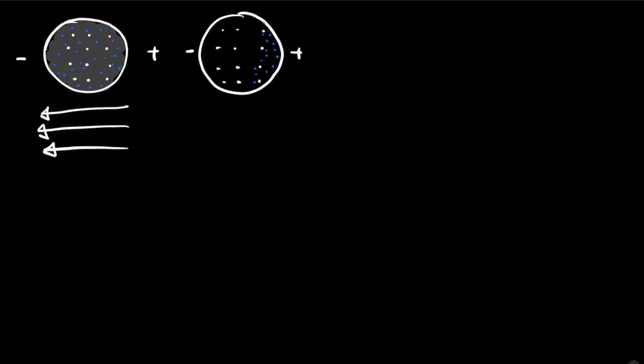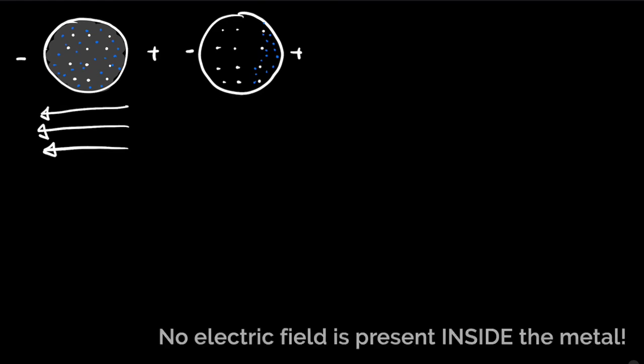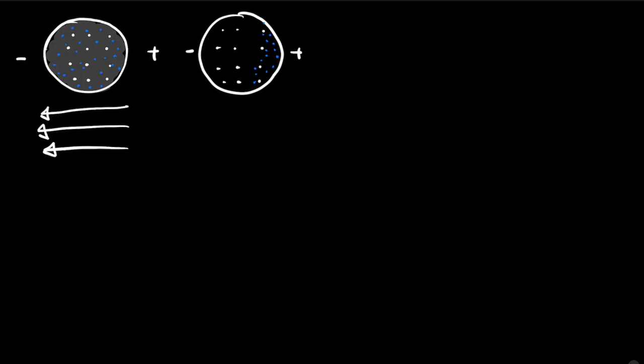So what's the consequence of that? The consequence is that inside this sphere there is in fact no electric field. The electric field completely cancels itself out. The reason that's the case is because these electrons move in such a way as to completely counteract any electric field that would have been there.